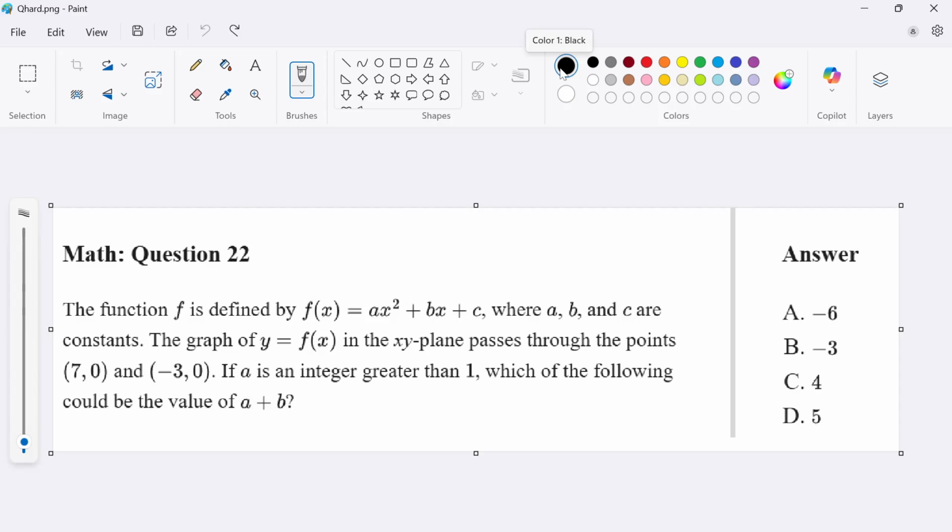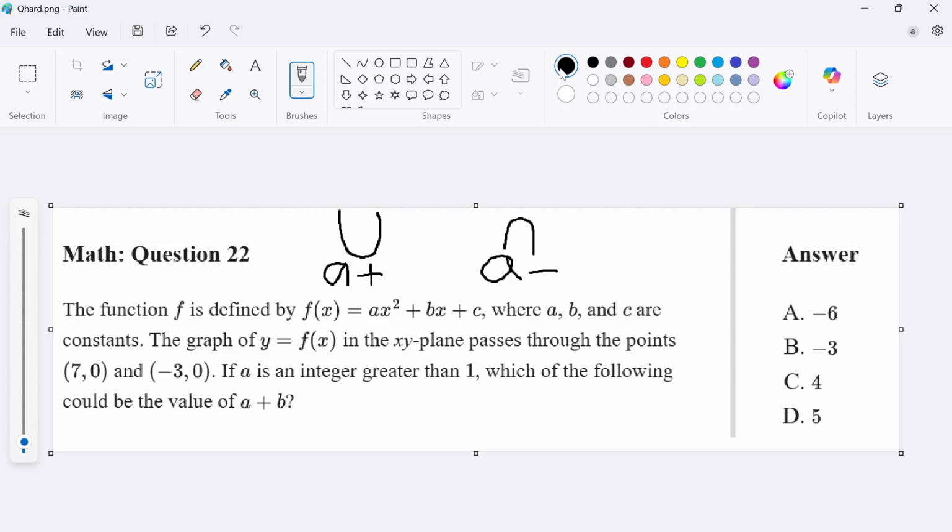Those are the solutions. Those are the roots. At x equals 7, y is 0, and at x equals negative 3, y is 0. If a is an integer greater than 1, which of the following could be the value of a plus b? Now, you have to know this. If a is greater than 1, or in other words, it's positive, it's a right side up parabola. It looks like a U. If a is negative, it's an upside down parabola.